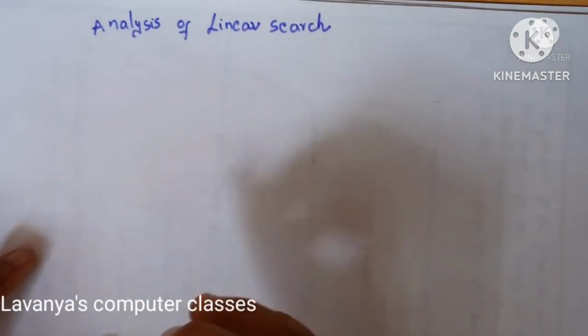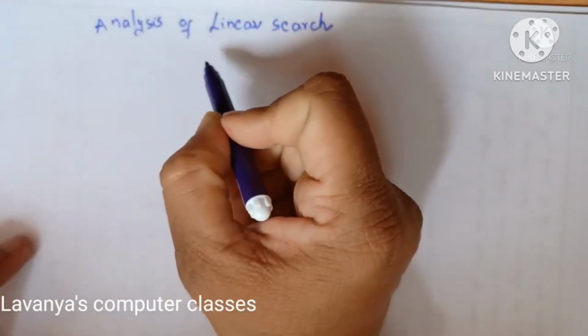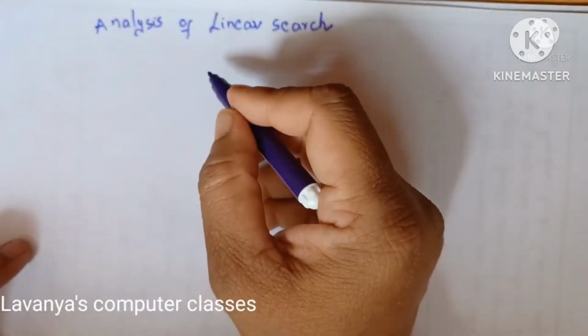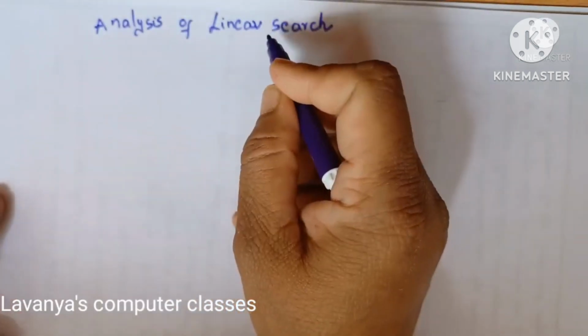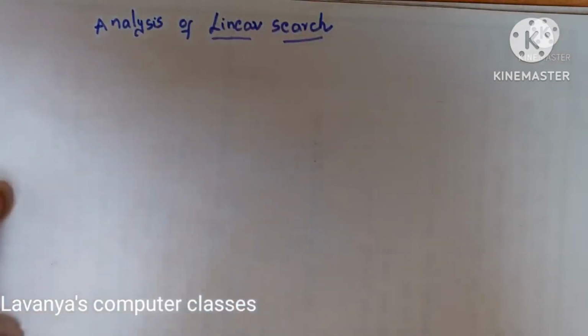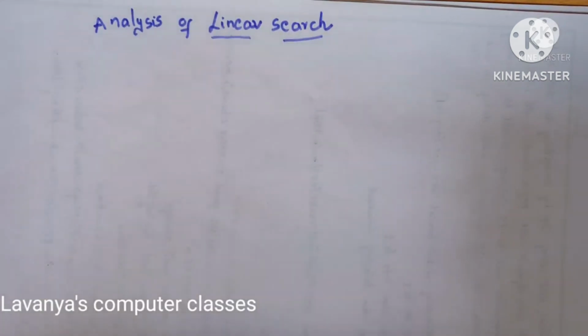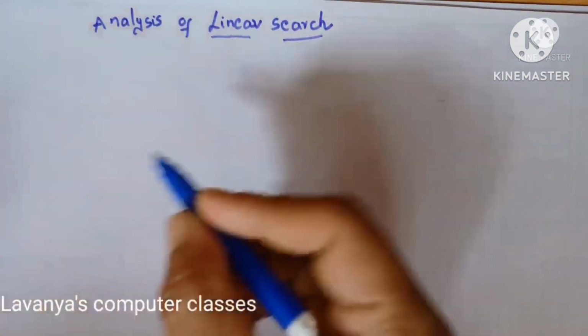In this video, I will explain linear search and analysis of linear search: what is the worst case, best case and average case of linear search. So what is a linear search? Linear search means searching an element. Linear search is used for searching an element in the given list. So that is called linear search.